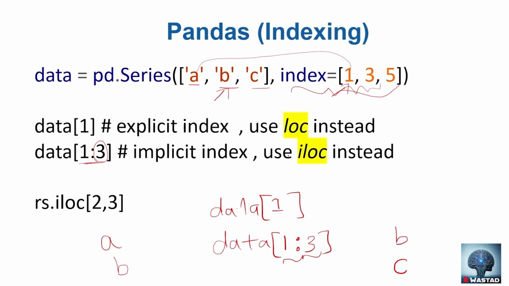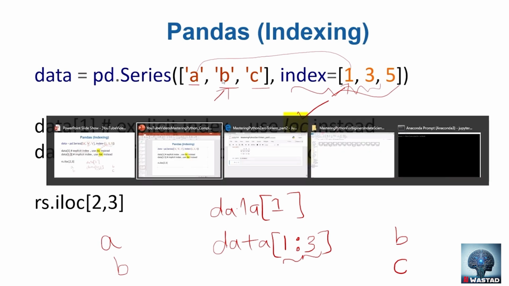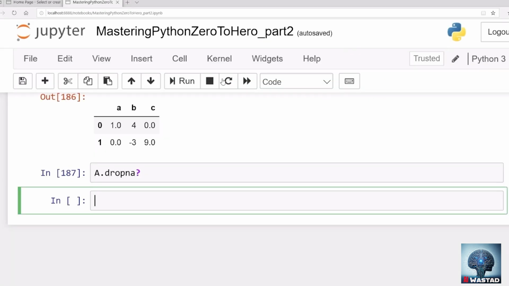So to handle that, there are two functions. One is called loc, and another is called iloc. Whenever you call loc, that means you are using explicit indices, I mean, you're forcing it to use the explicit index. And whenever you call iloc, that means you're accessing elements using the implicit index. So let's practice this and see the detail of this kind of confusion here in the Jupyter Notebook.